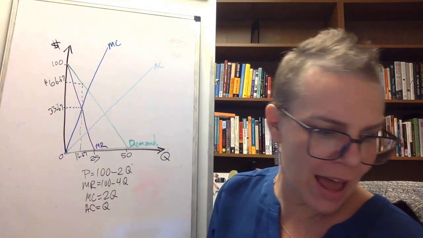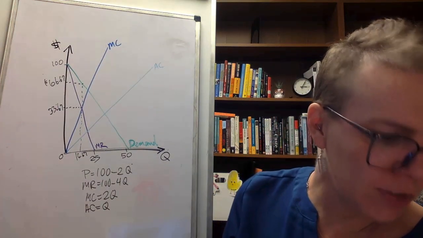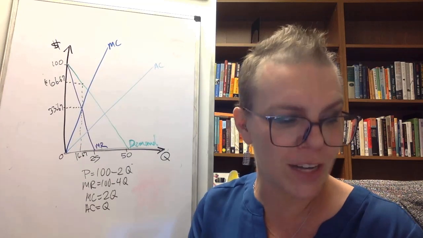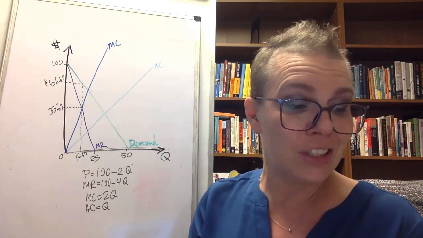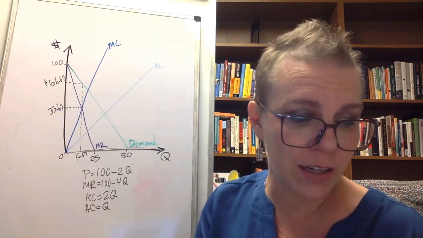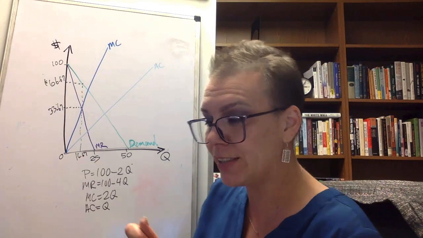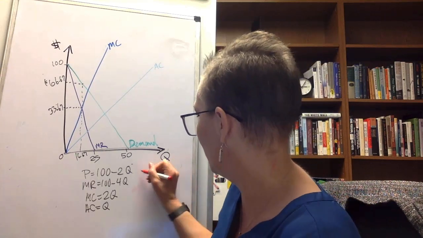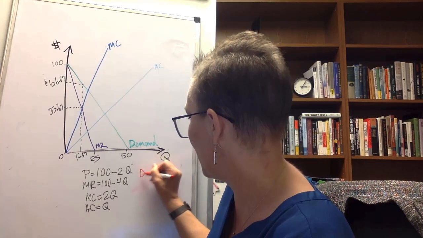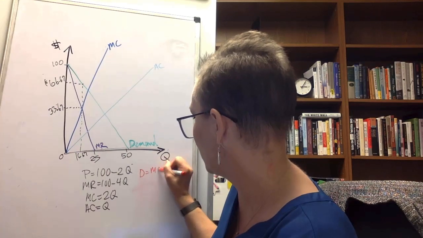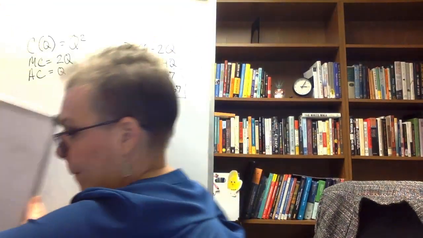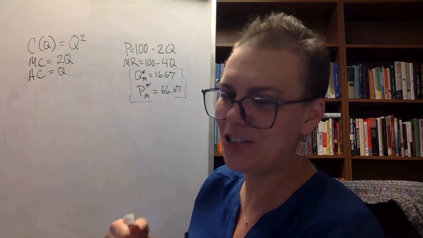Okay, so now we have graphed the demand curve, the marginal revenue curve, average cost curve, marginal cost curve, and indicated the equilibrium price and quantity. Next step, determine the competitive price and quantity for this market. Competitive price and quantity are going to come from demand equal to marginal cost. So let's go back to our equations and do that. See, I told you it'd be worth it.